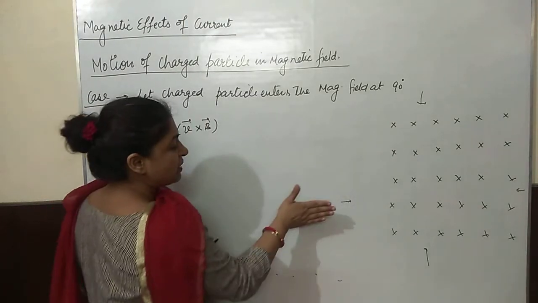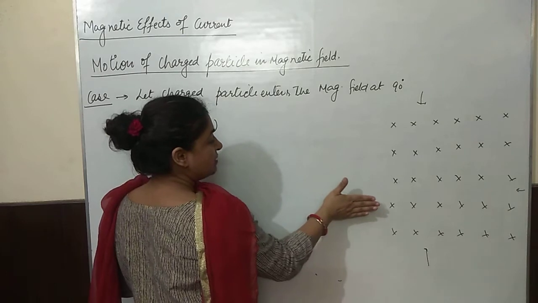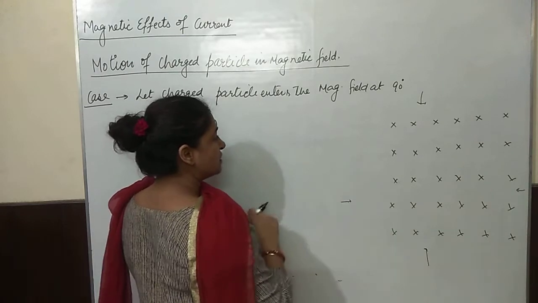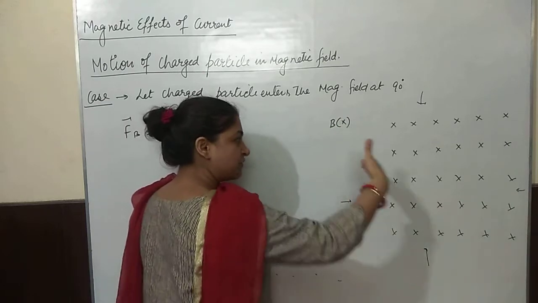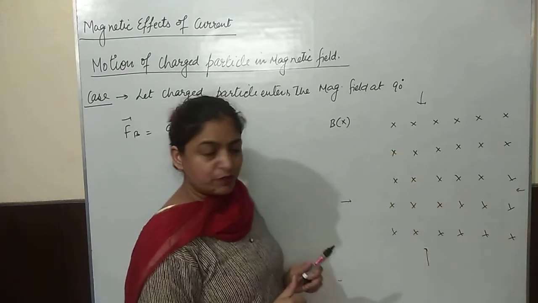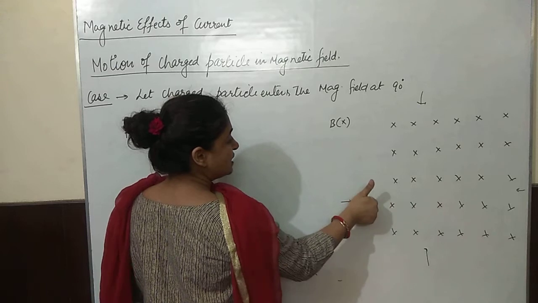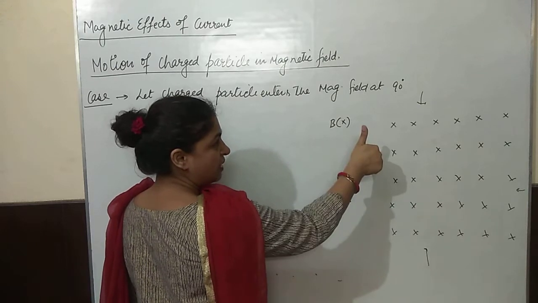If the charged particle is going from this side, then you will curl your fingers. The magnetic field is inwards, meaning it is inwards and perpendicular to the plane. You will curl your fingers like this and the charged particle will move in the upward direction.